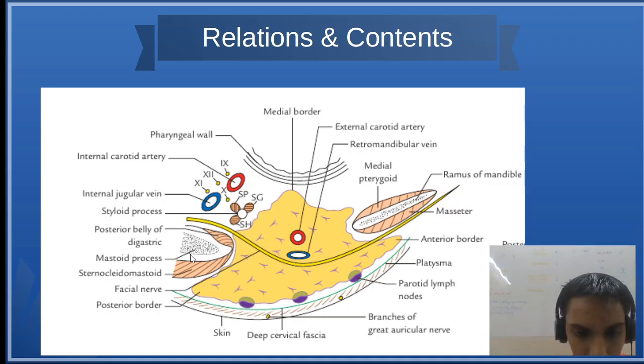Okay, and you can also see on the lateral side, you have this investing layer of DCF. If we consider here superficial, you have the parotid lymph nodes, the investing layer of deep cervical fascia. This is platysma, branches of the great auricular nerve and auriculotemporal nerve, which you can remember as ATM nerve. And this is the skin. So this is to show you the parotid gland. Contents you can see from the diagram itself.